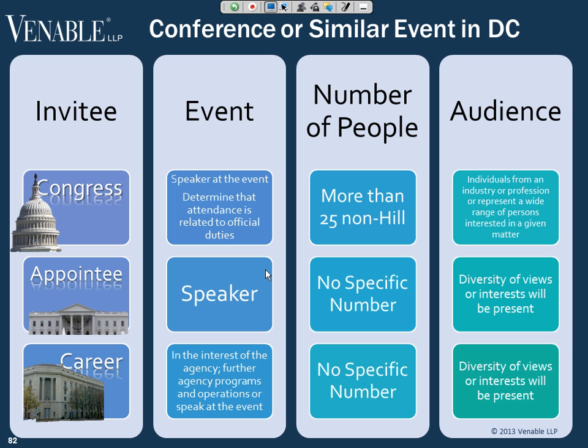for members of Congress or their staff, they have to either be speaking at the event or determine that the attendance is related to their official duties. So that means that a staff member on the Armed Services Committee shouldn't be attending an event on wildlife matters. The rule for the size of the audience is that there have to be more than 25 people who aren't from Capitol Hill in the room. That makes it a widely attended event.